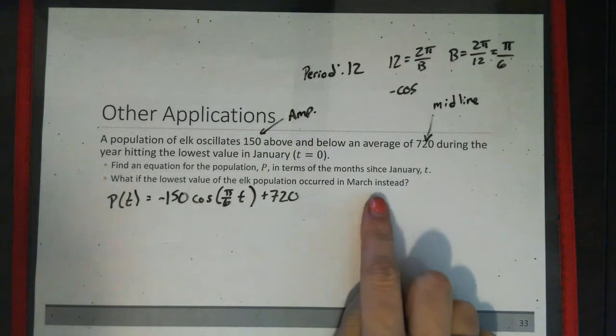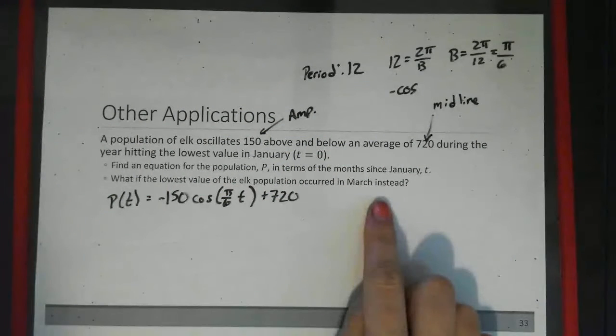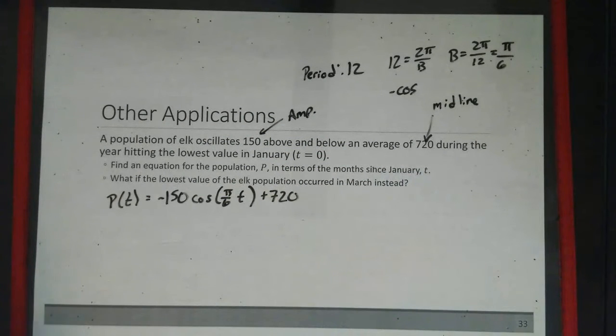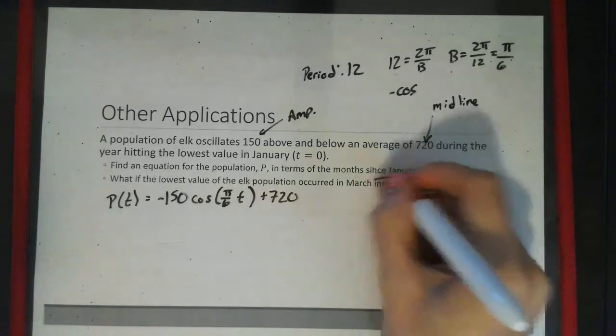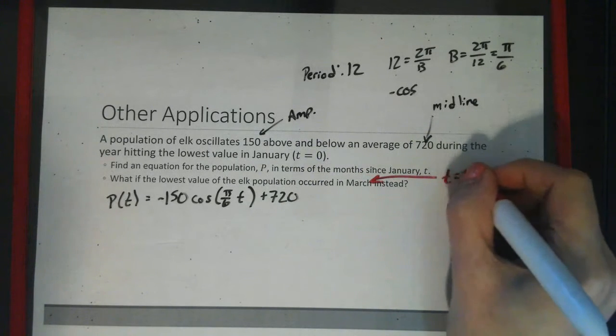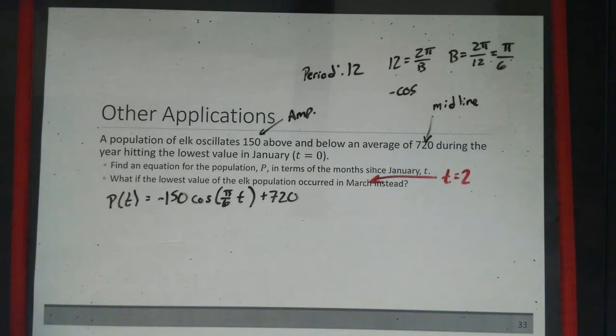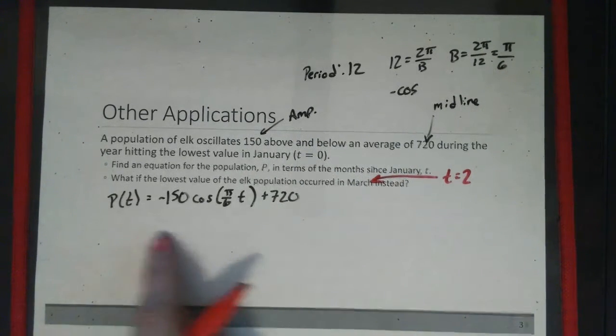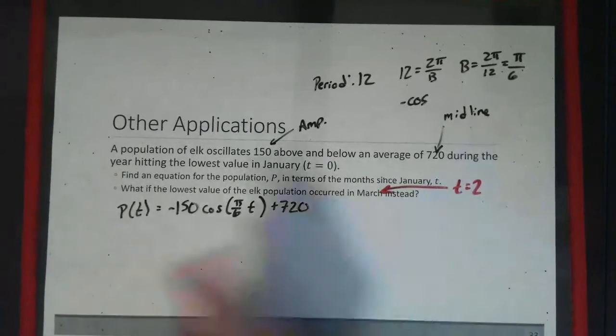In part B, it wants to know what if the lowest value of elk occurred in March instead. That's just going to shift us horizontally to make sure our lowest lines up with that. Be careful. I had this wrong on my paper for the longest time. You want to shift it by 2, because t is the number of months since January. February is 1 month later, March is 2 months later. So we just need to take this equation and shift it to the right by 2.